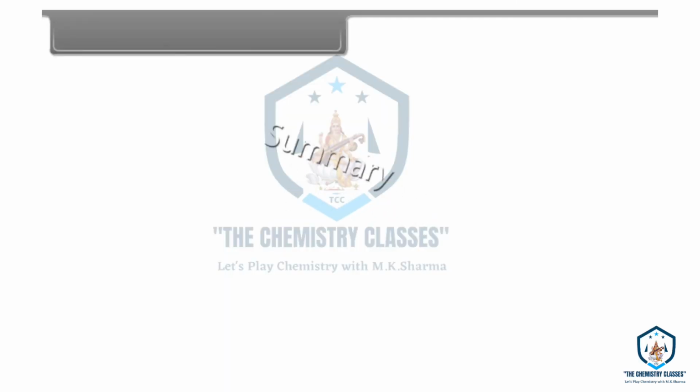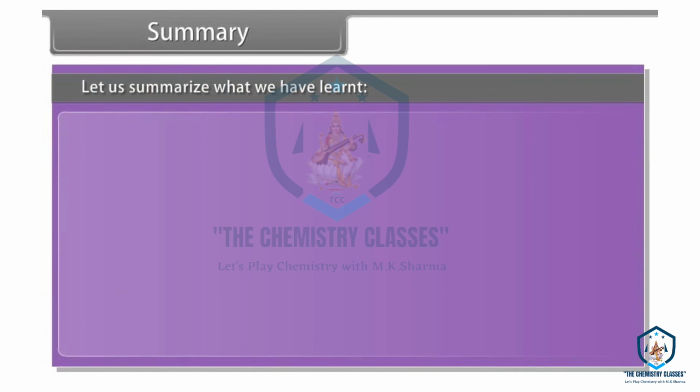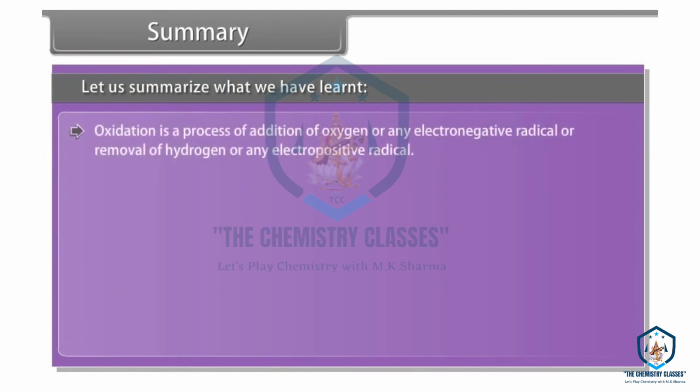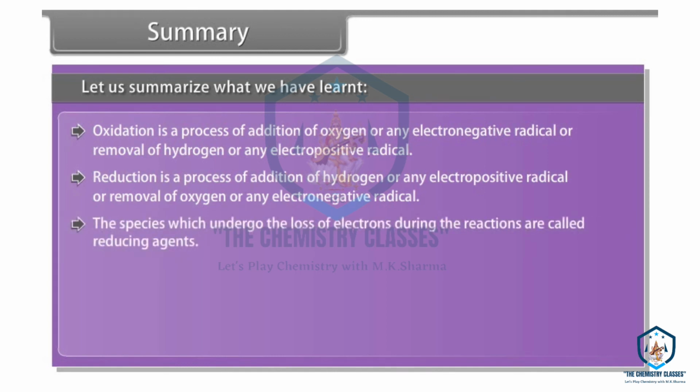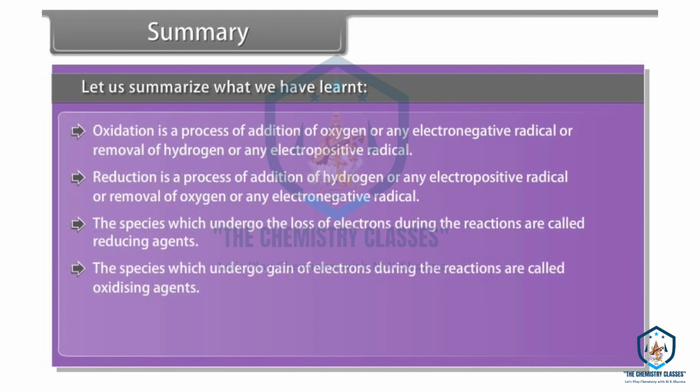Summary. Let us summarize what we have learned. Oxidation is a process of addition of oxygen or any electronegative radical, or removal of hydrogen or any electropositive radical. Reduction is a process of addition of hydrogen or any electropositive radical, or removal of oxygen or any electronegative radical. The species which undergo loss of electrons during the reactions are called reducing agents. The species which undergo gain of electrons during the reactions are called oxidizing agents.